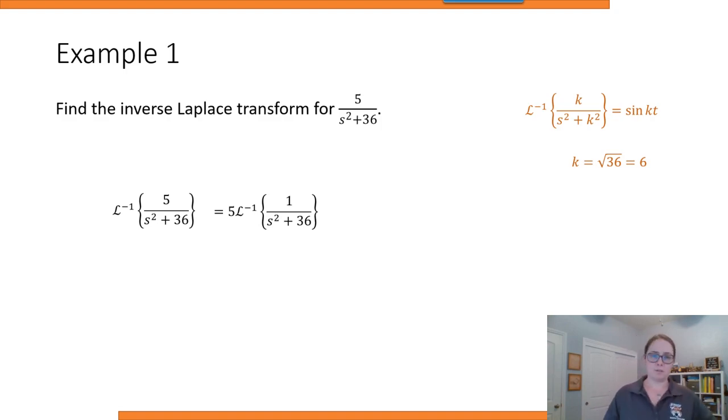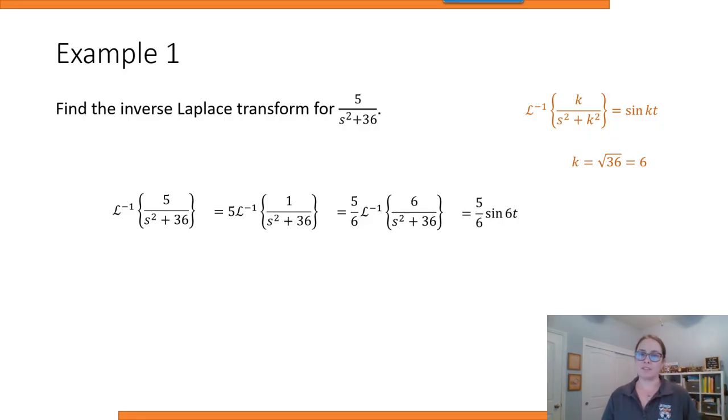So I'm going to pull the 5 out in front of my inverse Laplace. Now I have a 1 over s squared plus 36 inside, but I need it to be k, where k is 6. So I can multiply this by 6 over 6. I'm really just multiplying by 1, but that gives me a 6 in the numerator inside this inverse Laplace. So I now have a 5/6 out front. I left that 6 from the denominator outside and moved the 6 from the numerator inside of my inverse Laplace. So I have something that matches the formula perfectly, and I get 5/6 times sine of 6t for this.